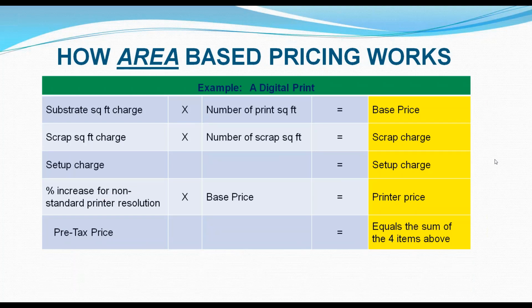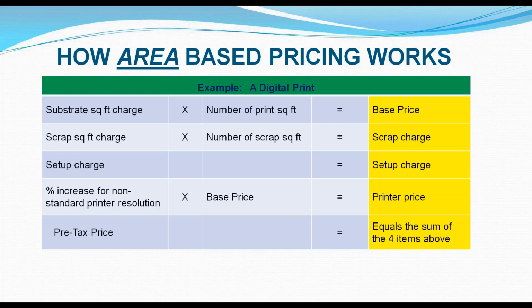Typically how area-based pricing would work is you would take your substrate square foot charge times your number of printed square feet, and that would form your base price. And then you can add a scrap percentage on top of that, so a value times your number of scrap square feet being used for that job.